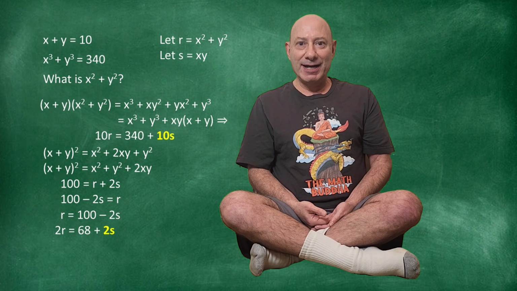And now we could just add. r plus 2r gives us 3r. 100 plus 68 gives us 168. And our minus 2s is going to cancel with our 2s, so that leaves us with nothing. And now we're left with 3r equals 168. Finally, we divide both sides by 3 to get r equals 56. And that's our solution, folks. x squared plus y squared equals r equals 56.